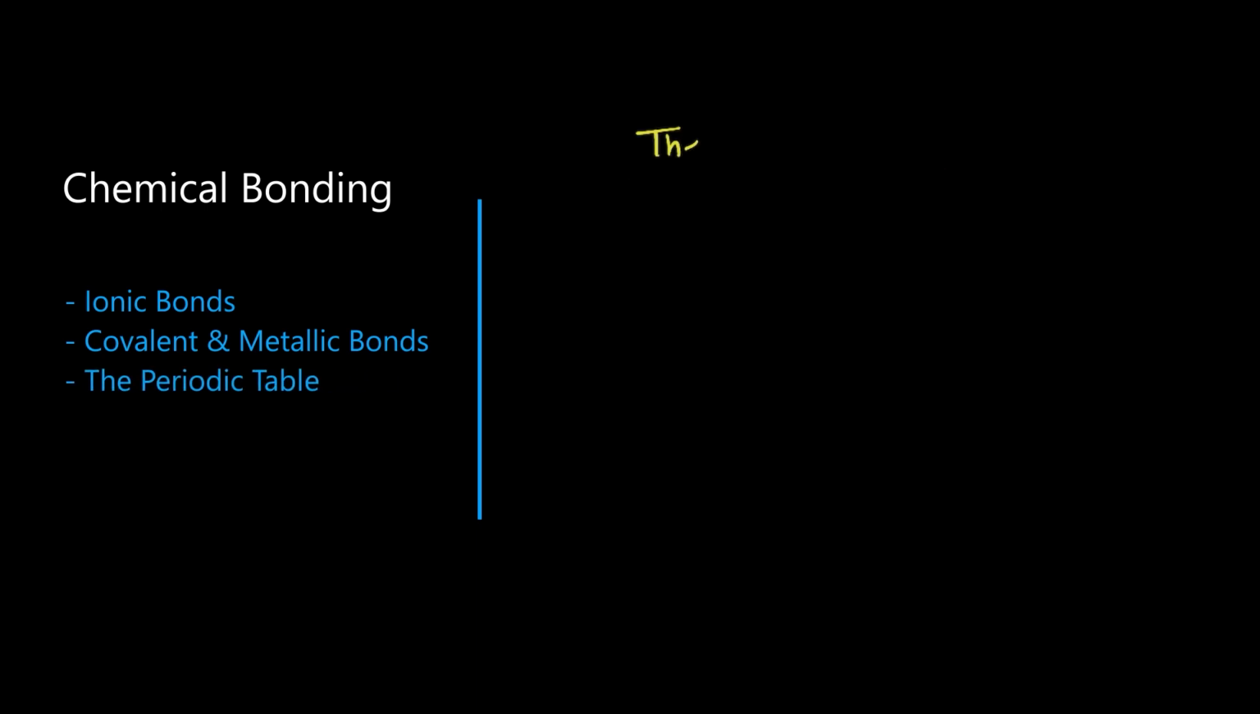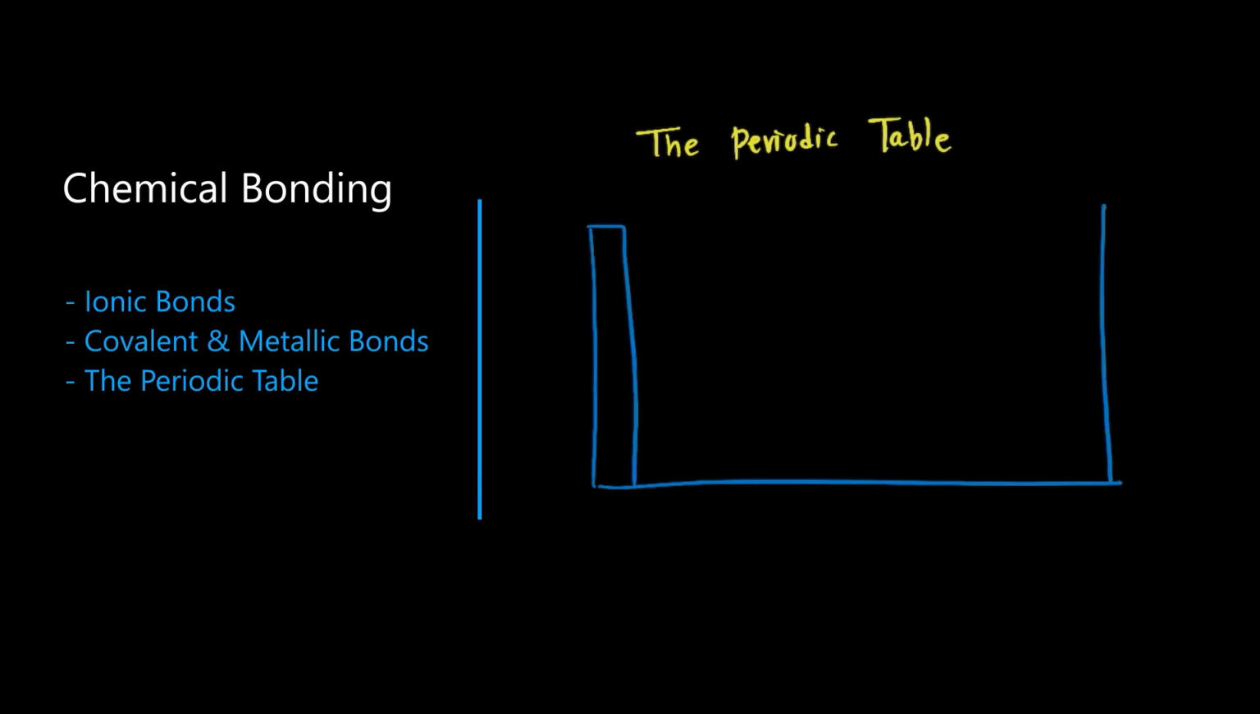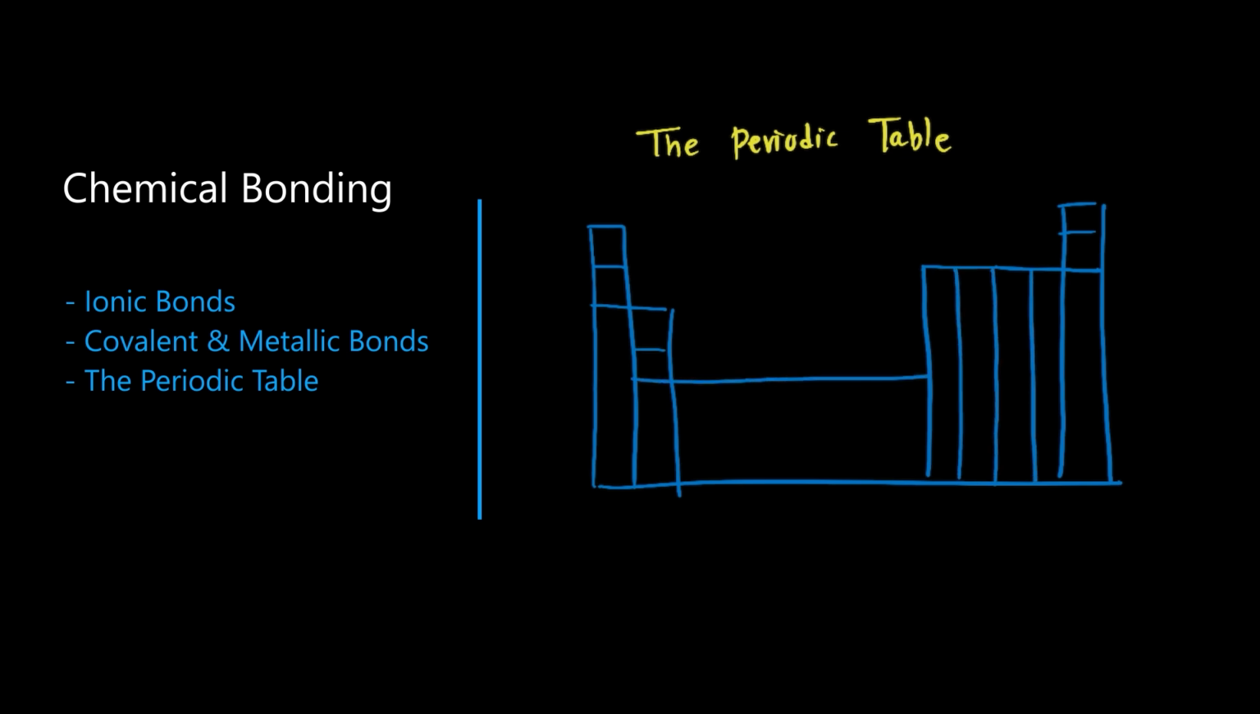The periodic table is not just a list of elements, it's a powerful tool for predicting their properties and how they will bond. As we said, elements are arranged in columns called groups and rows called periods. Elements in the same group have the same number of valence electrons, which is why they have similar chemical properties. For example, the elements in group 1, the alkali metals, all have 1 valence electron and are highly reactive metals that tend to lose that electron to form a +1 ion.